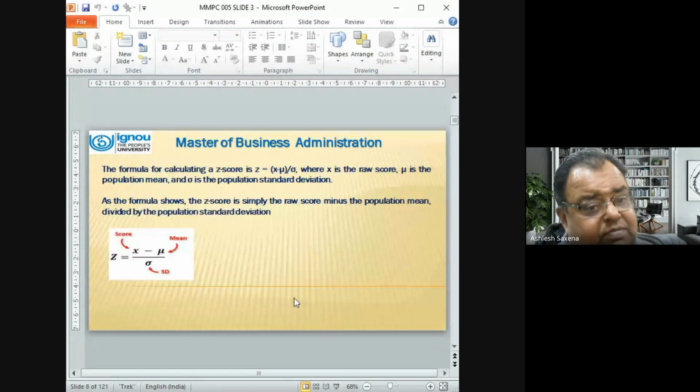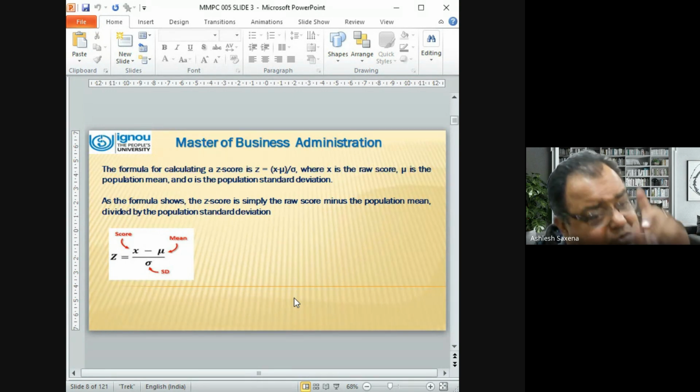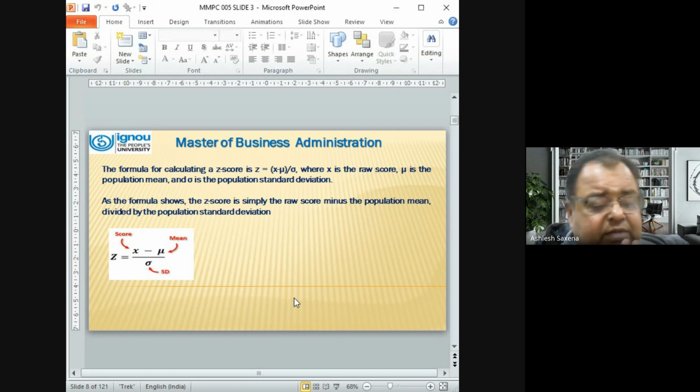Now, the formula for calculating Z score. Z is equal to (x minus mu) upon sigma. This is the same number I told you to remember, where x is the raw score, mu is the population mean, and sigma is the standard deviation. Everything will be given to you in the problem.